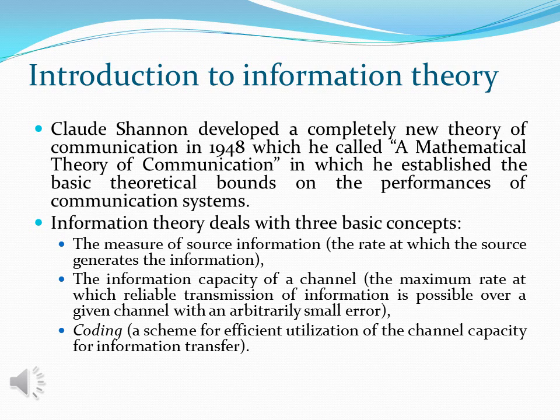Secondly, the information capacity of a channel. What is it? It is the maximum rate at which reliable transmission of information is possible over a given channel with an arbitrary small error. Finally, the coding. It's a scheme for efficient utilization of the channel capacity for the transfer of information.